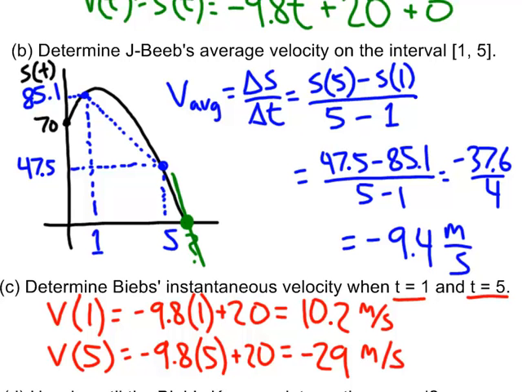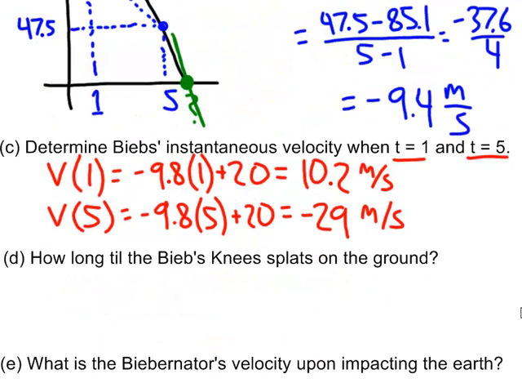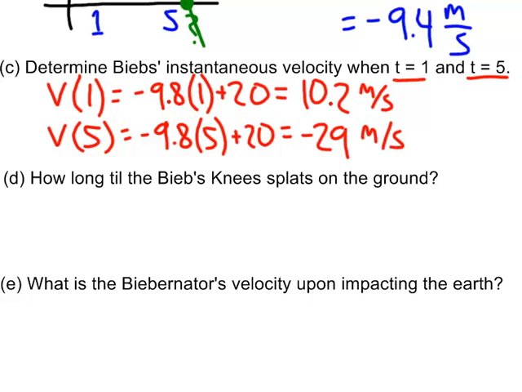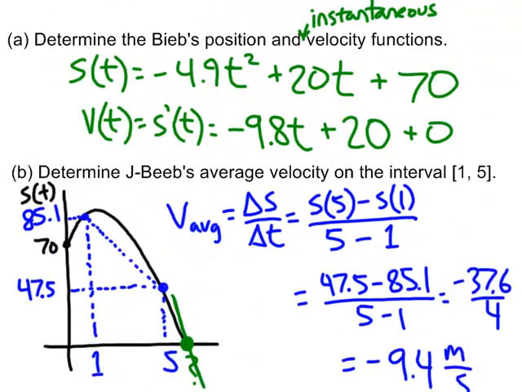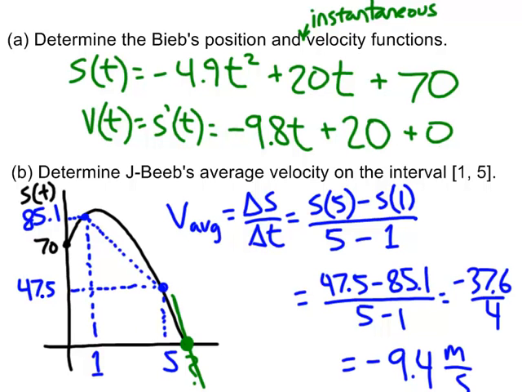Well, if we want to know when he hits the ground, hitting the ground by definition means that his position is 0. So that means his final position is going to be 0. So what we're going to do is take that S of t equation and set it equal to 0 here. So t_f for t final. And remember the position equation, if I scroll back up, was given up here: negative 4.9 t squared plus 20t plus 70.